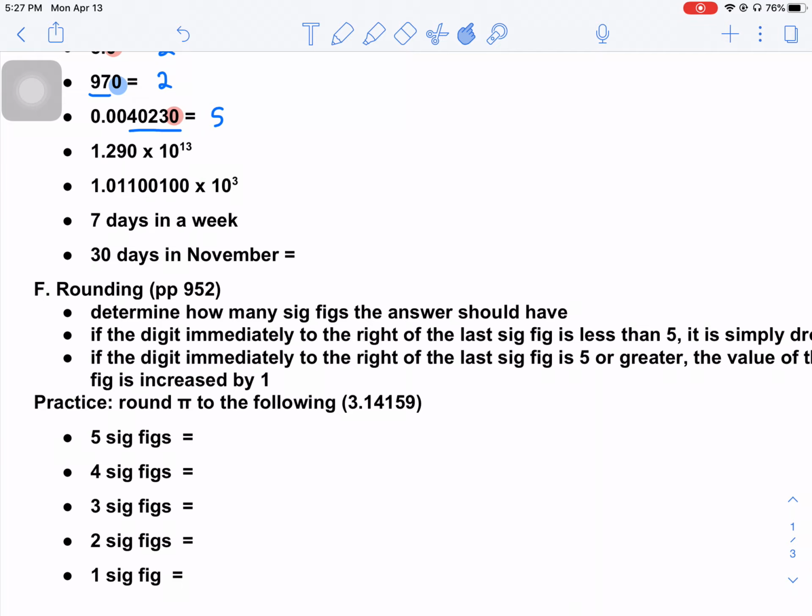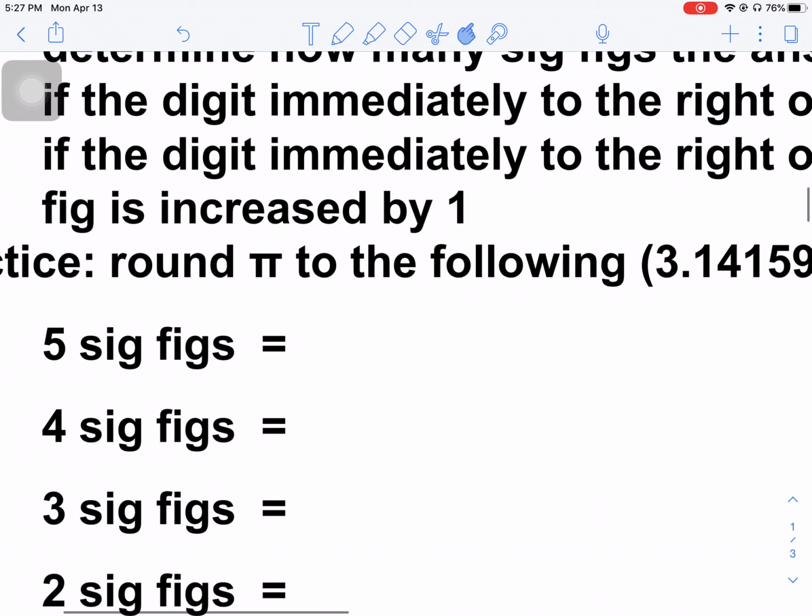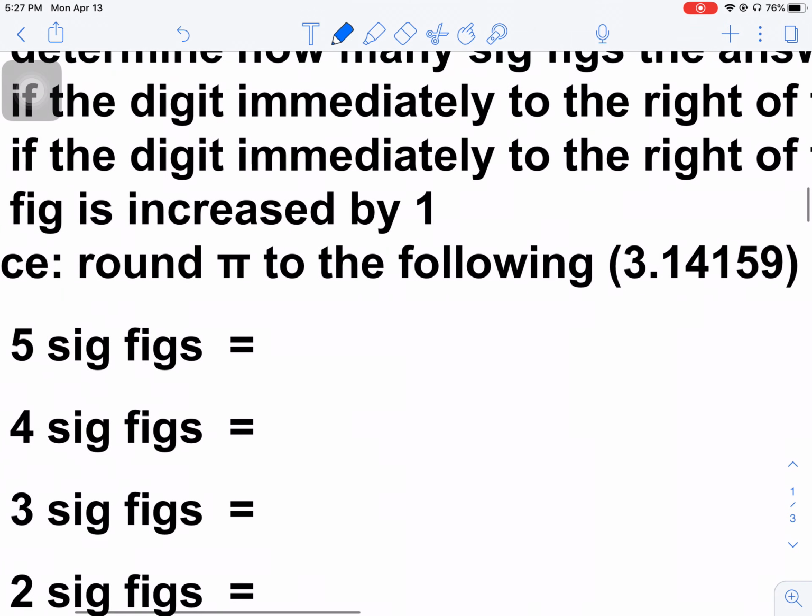So let's do this with pi. For my first example, I want to round to 5 significant digits. Starting from left to right, I'm going to count 1, 2, 3, 4, 5 positions. Now, the 9 is following the 5. So we're going to drop the 9, but we have to decide what we're going to do to the 5. Are we going to keep the 5 or are we going to round it up?